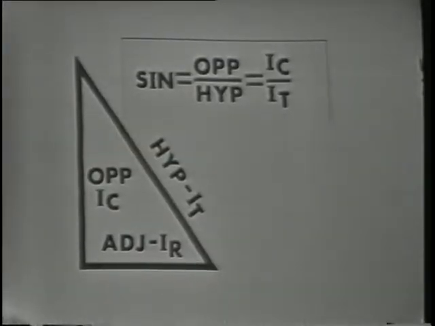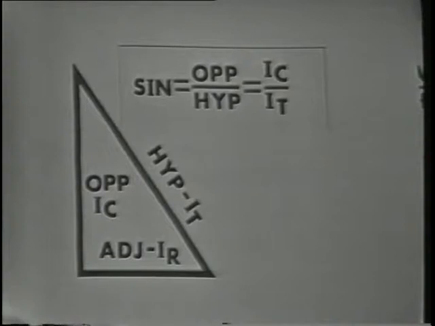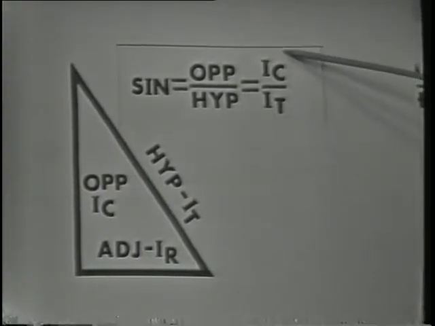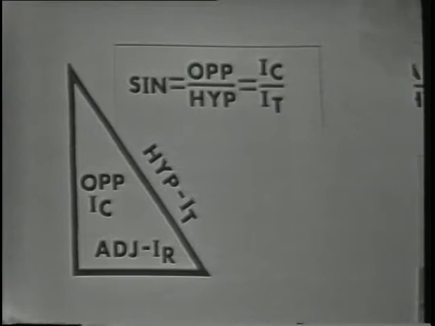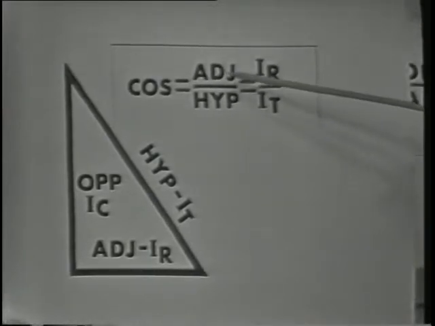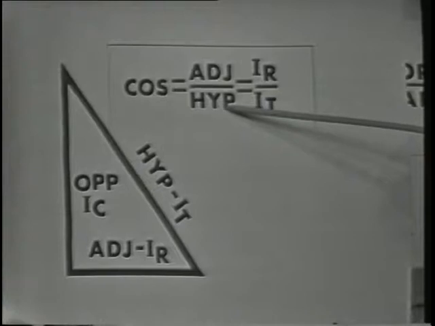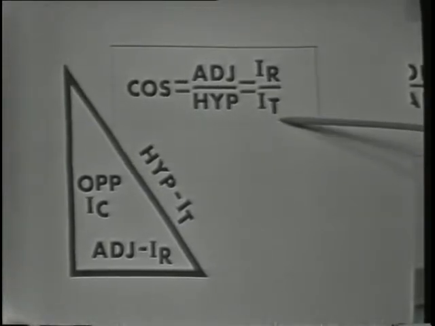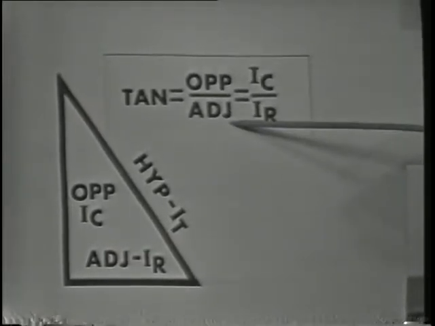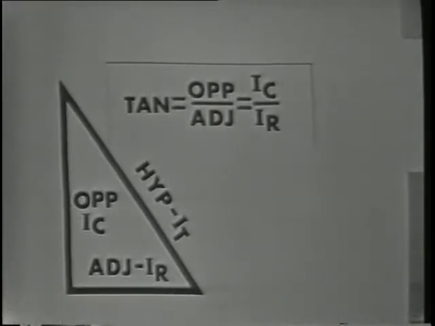The sine of angle theta is found by dividing the opposite by the hypotenuse, or IC over IT. The cosine of angle theta equals the adjacent side over the hypotenuse, or IR over IT. And the tangent is equal to the opposite over the adjacent, or IC divided by IR. Now, in each case, when the division is accomplished, the sine, the cosine, or tangent will equal a whole number or a decimal fraction that may be used to locate the phase angle in the trig tables.